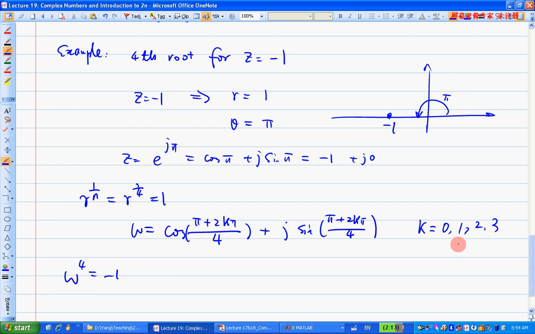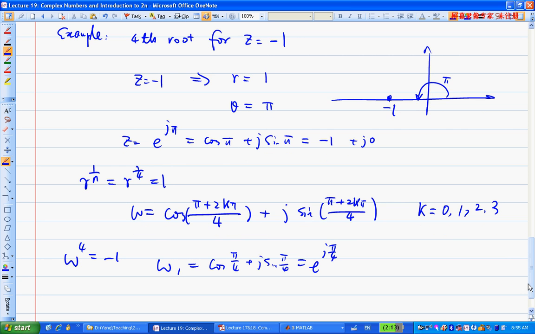Now what we need to do is plug in all these numbers here and find what exactly each one of the complex numbers is. All right. So W1, for k equal to 0, you plug in 0 right here, so that's cosine pi over 4 plus j sine pi over 4, which is e^(j pi/4). Yeah, e^(j pi/4).